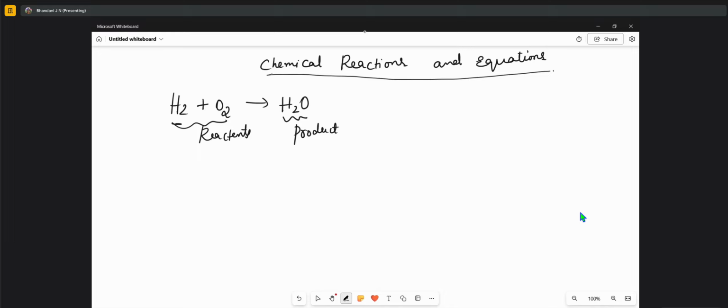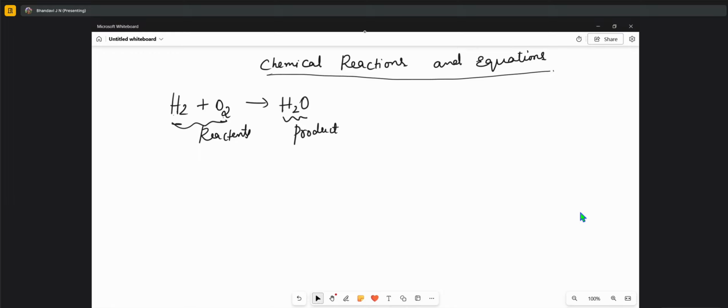Hydrogen and oxygen are gases, correct? Hydrogen is a gas, oxygen is a gas, but water is a liquid. So in a chemical reaction, there can be a change in the physical state. There can be a change in the state of the product, and many times the properties of the product are completely different from the reactants.